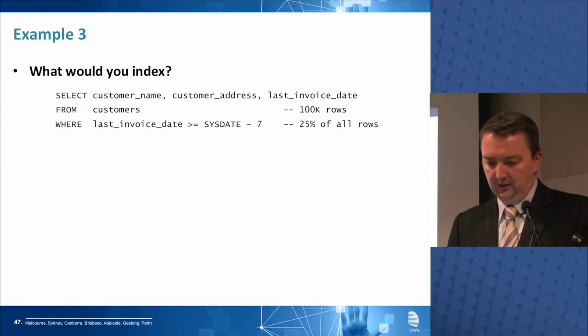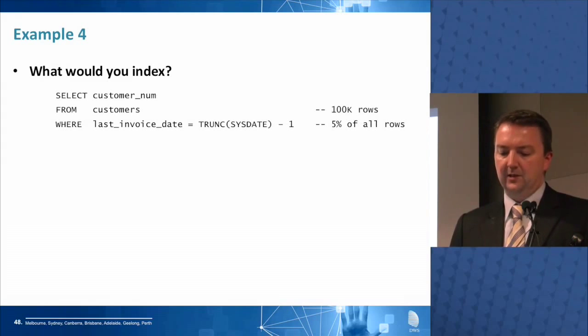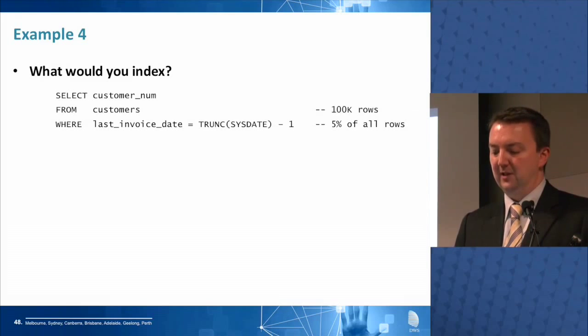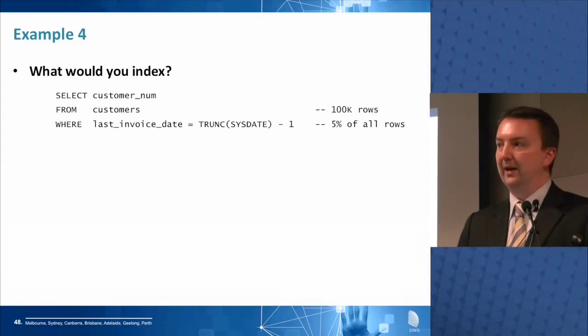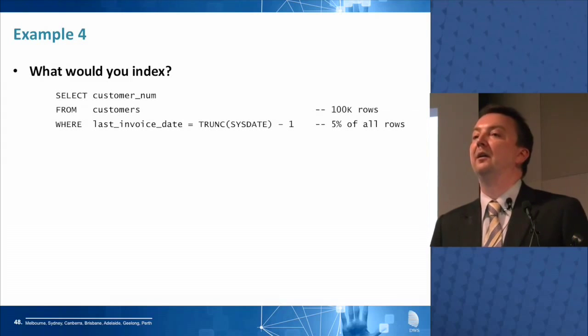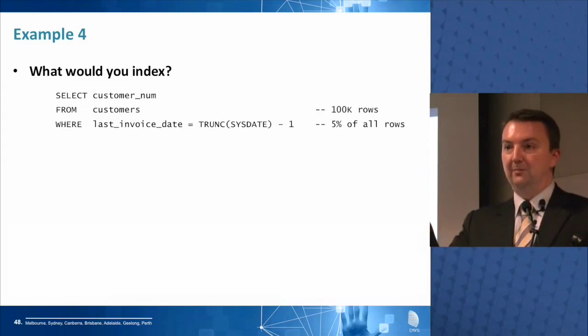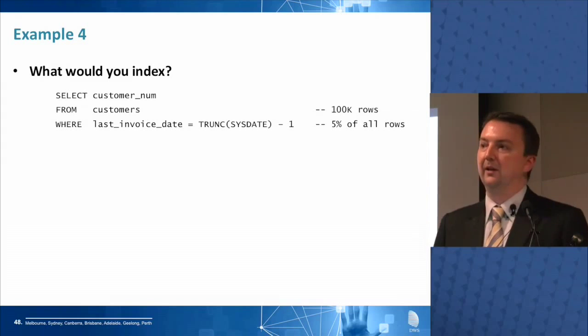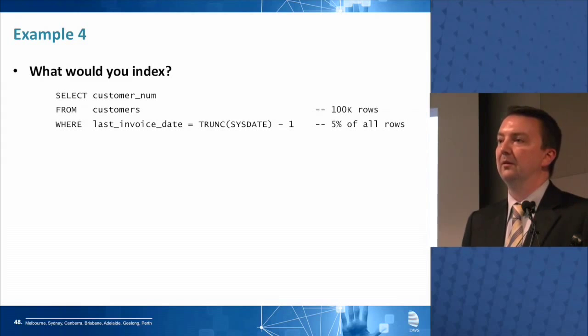Righto. Done that one. Example 4, what would you index? Select customer num from customers where last invoice date equals trunc sysdate minus 1. So customers that were invoiced yesterday, 5% of all rows. 5% is in the grey area. Index might be good, might not be good. What are we going to index? Sorry? Last invoice date, and maybe see how it goes. All right. Any other ideas?